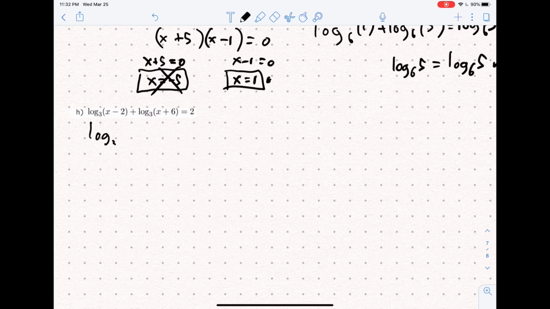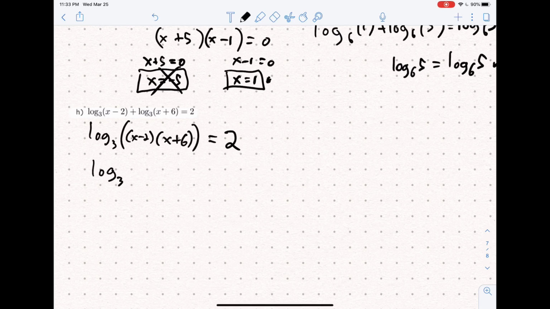It's the log in base 3 of the first thing, x minus 2, times the second thing, x plus 6. And don't forget to put each of those in parentheses. We need to FOIL out the stuff inside. So log in base 3 of this thing is equal to 2. I'm going to FOIL out and simplify the stuff inside that log in base 3.